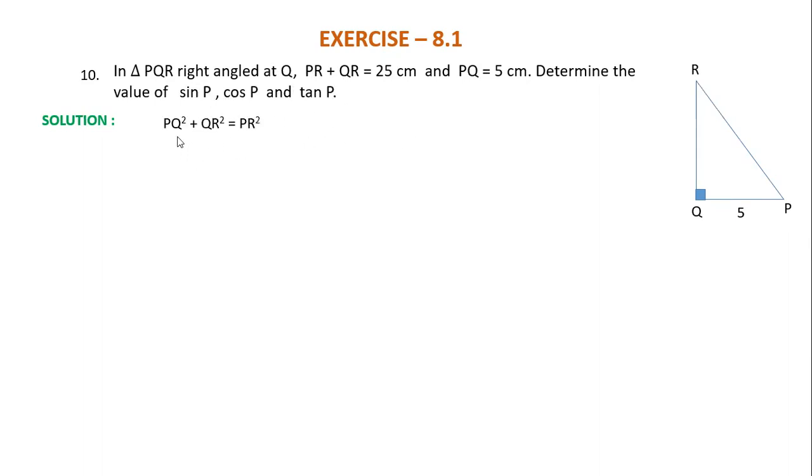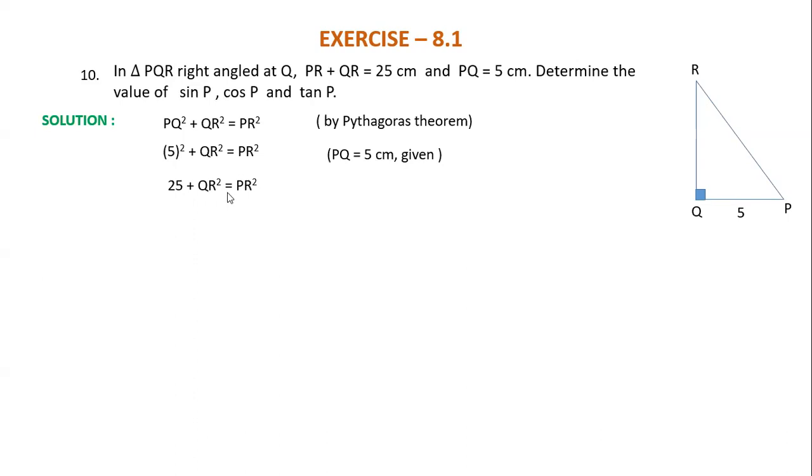Now let us see. PQ square plus QR square is PR square. I am just using the Pythagoras theorem. By Pythagoras theorem, this is the hypotenuse. So PQ square plus QR square is equal to PR square. Now PQ is given 5. Let's put the value here. PR square minus QR square is equal to PQ square. PQ square is 25.